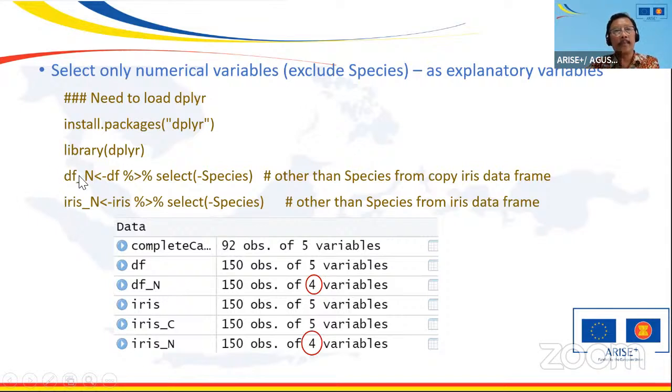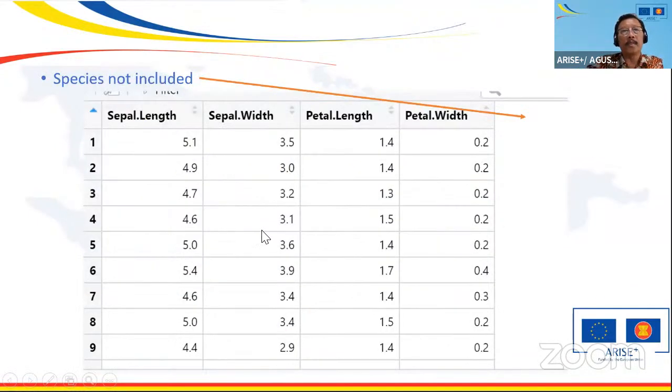Into the data frames, DFN and IRIS-N. Let's see what happened. Here we have DFN. Now we only have 4 variables because we have removed the species. And then the IRIS-N also has only 4 variables, with the species removed. We don't have species here.